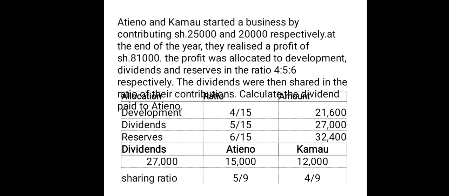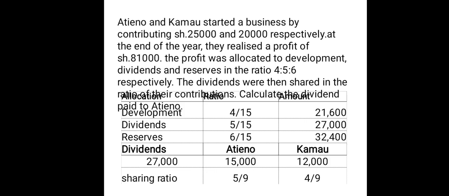Now, we are told the dividends are to be shared in the ratio of their contribution. Take Atieno, her ratio is 5 over 9. That is 25 over the total of 25 and 20, according to their contribution. Atieno contributes 25,000, Kamau contributed 20,000. So 25 over 45, you get 5 over 9.